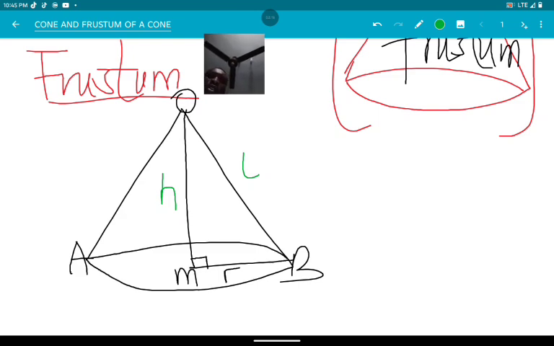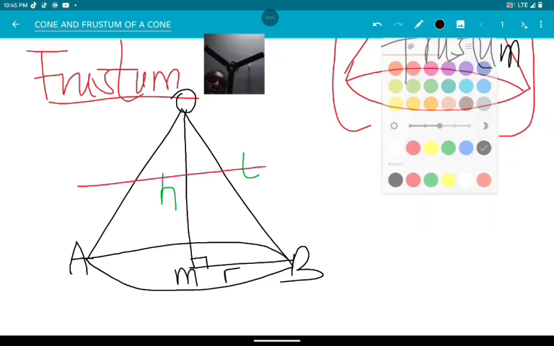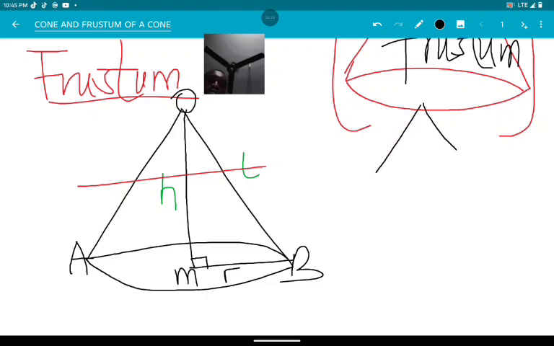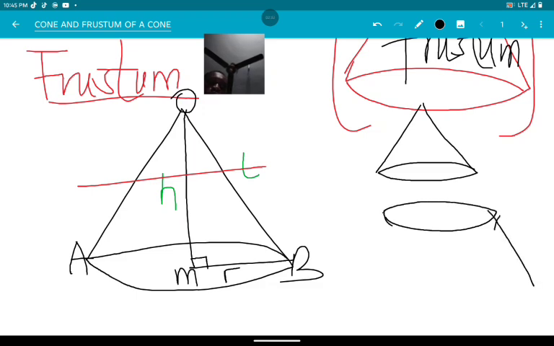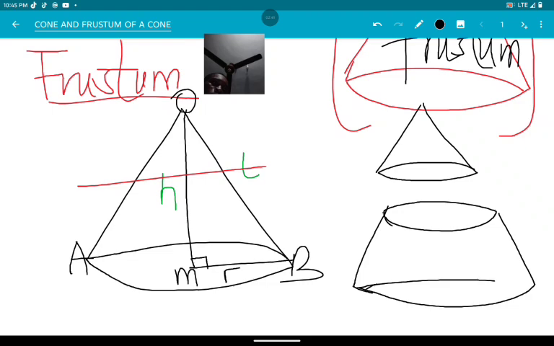Now, this is the main cone, right? When it is cut like this, it will form something like this. We're going to have a smaller cone up here where we cut it, and we are going to have this shape here. This shape is what we call the frustum, and this is what we want to deal with today. So get your writing material ready.